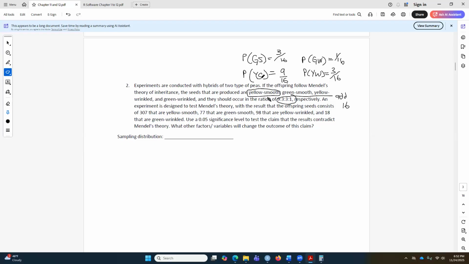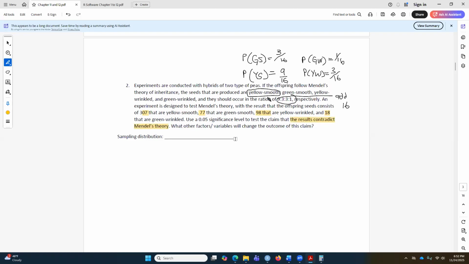An experiment is designed to test Mendel's theory with the result of this offspring. So here comes the result. Whenever you hear the word result, it means your observed frequency. 307 is the yellow smooth, 77 is green smooth, 98 is yellow wrinkle, and 18 is the green wrinkle. And here is your hypothesis testing. Your claim statement: use a 0.05 significance level to test the claim that the result contradicts Mendel's theory.